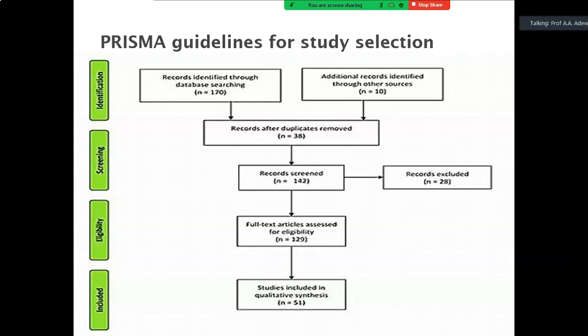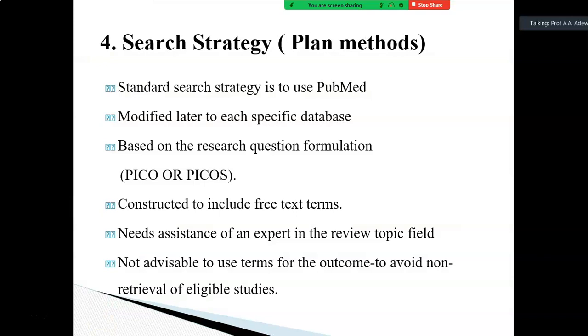When we screen, we have 142, and then we exclude 28. Then out of the ones that we have screened, we now apply the eligibility criteria to get full text articles that are assessed for eligibility. This one is giving us 129. Then, of course, we now work on this one. So studies included in quantitative synthesis will now end up as 51 after we have been able to aggregate the data. Then the next stage in systematic review is our search strategy.